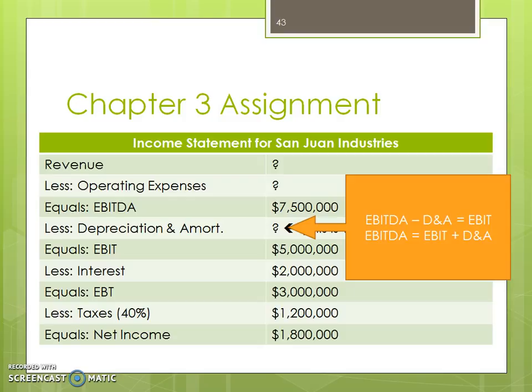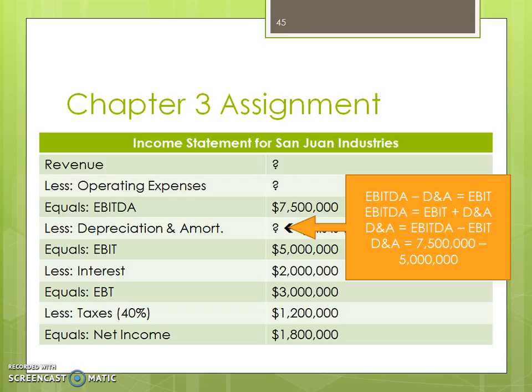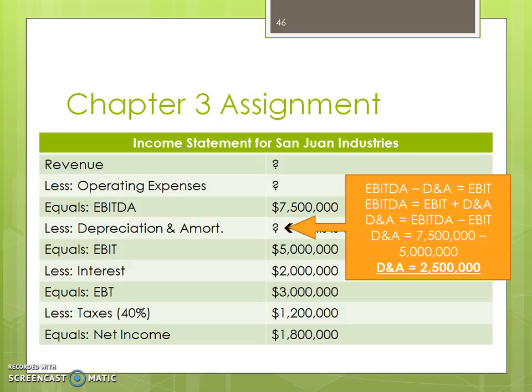I'm going to rearrange this as well. I'm going to move the depreciation and amortization to the other side to make it positive, because I don't want it to be negative. I want to know what the actual amount's going to be. We know it's going to be charged. Then I'm going to take EBIT over to the EBITDA side by subtracting it, and we're left with depreciation and amortization equals EBITDA minus EBIT. We're going to plug in what we know, and then we're going to solve. Once we take the EBITDA and subtract EBIT, our answer comes out to 2.5 million.